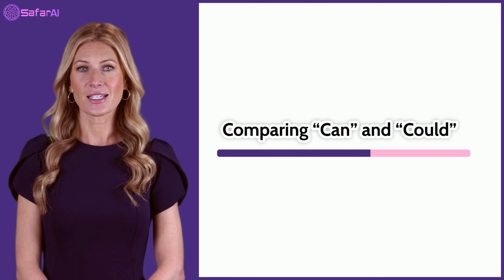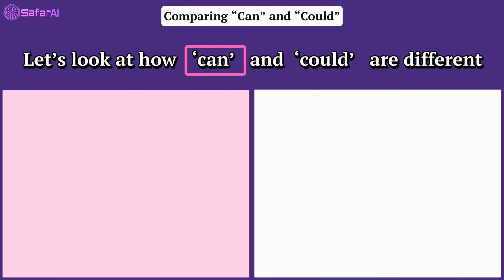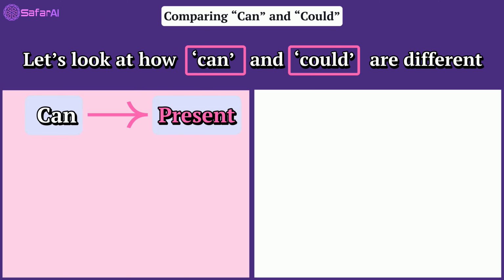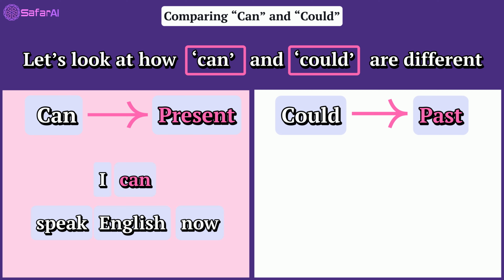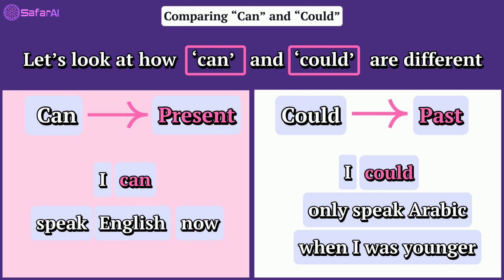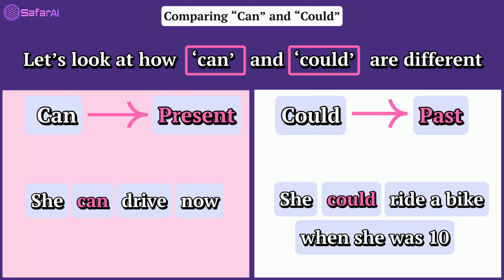Comparing can and could. Let's look at how can and could are different. Can, present. Could, past. Compare these sentences. I can speak English now. I could only speak Arabic when I was younger. She can drive now. She could ride a bike when she was 10.